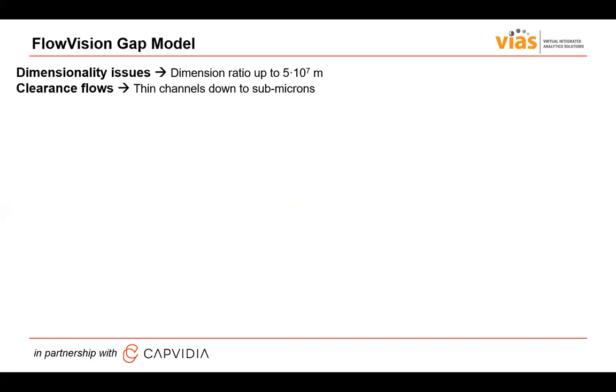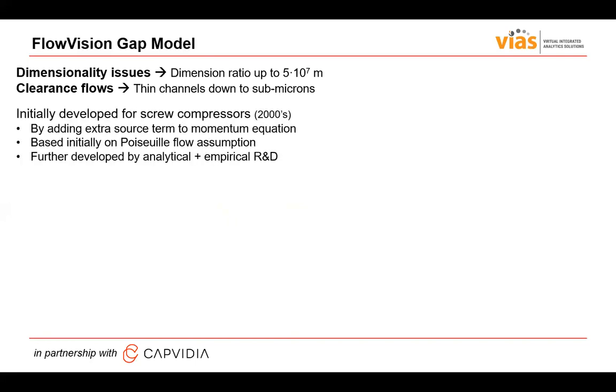Also the clearance flows, where the channels are down to sizes of sub-microns. So you have a very small clearance, and then you have a large section of flow. So you end up with a dimensionality issue, which makes it almost impossible or very computationally demanding to resolve with traditional meshing approaches.